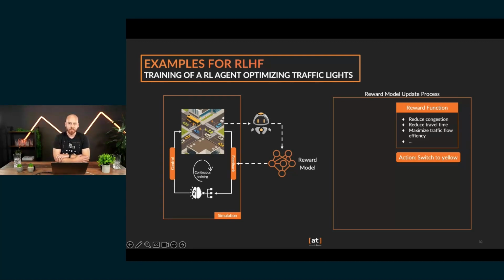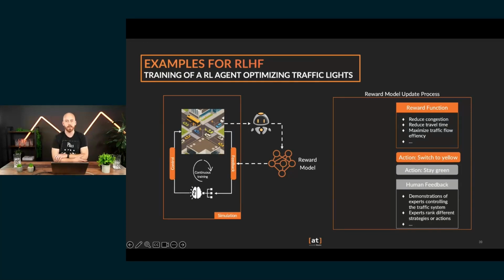For example, at this step, the reward function outputs an action to switch to yellow for a specific traffic light. But we know that we have some experts, or a group of experts, that have more knowledge about some situations, and we want to include this knowledge of our human expert group to train the reward model. Like in the previous example, we can include human feedback by providing demonstrations of experts controlling the traffic light system, or they rank different scenarios, etc.